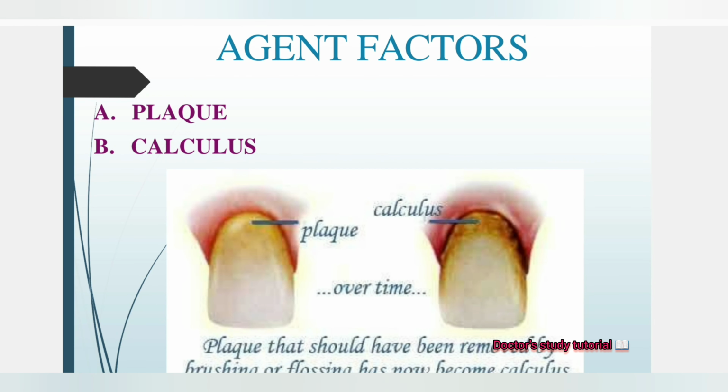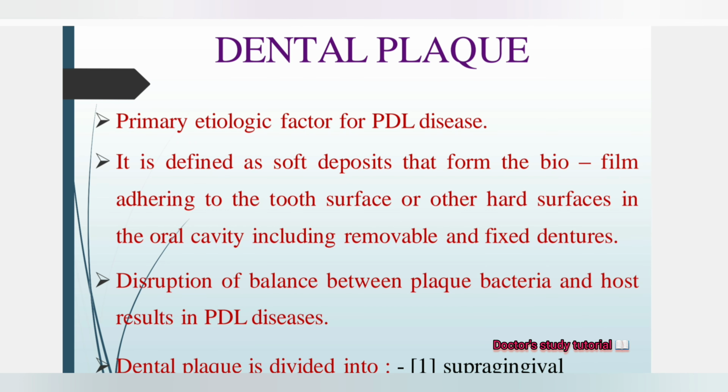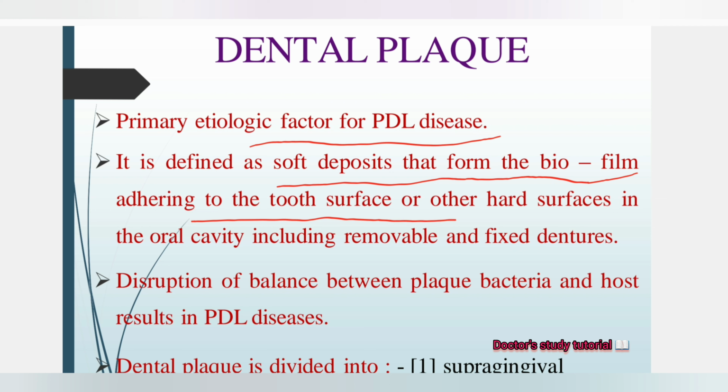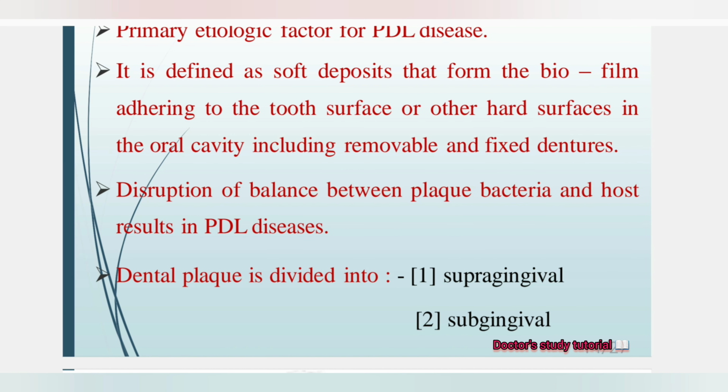Then the next one is agent factors, which consist of plaque and calculus. Dental plaque is the primary etiologic factor for periodontal disease. It is defined as a soft deposit that forms a biofilm adhering to the tooth surface or other hard surfaces in the oral cavity, including removable and fixed dentures. Disturbance of the balance between plaque bacteria and the host results in periodontal disease.